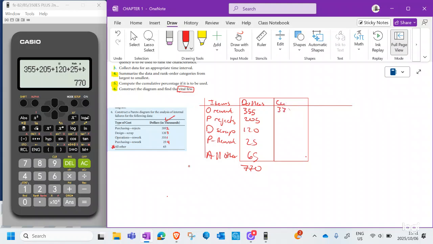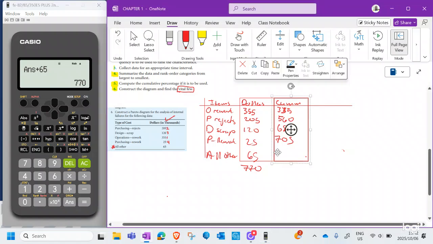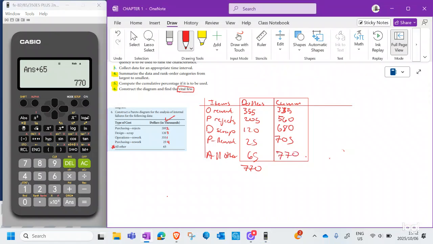Now we are doing cumulative. 355, add the 205, that is 560, plus 120, that is 680, plus 25, that is 705, plus 65. That becomes 770.